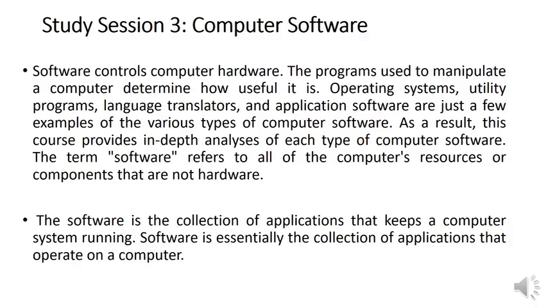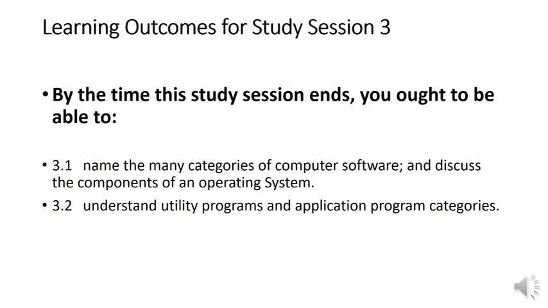And then software. So what is software? When we say software, they say that software is the collection of applications that keeps a computer system running. Software is essentially a collection of applications that operate on a computer. So it is a collection of different lines of code or applications that are simply run on a computer.